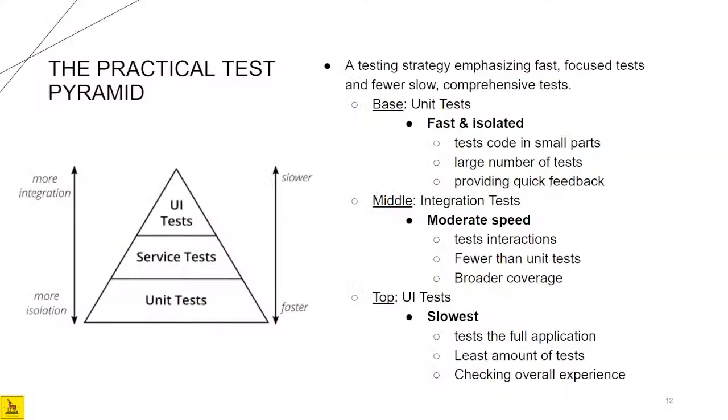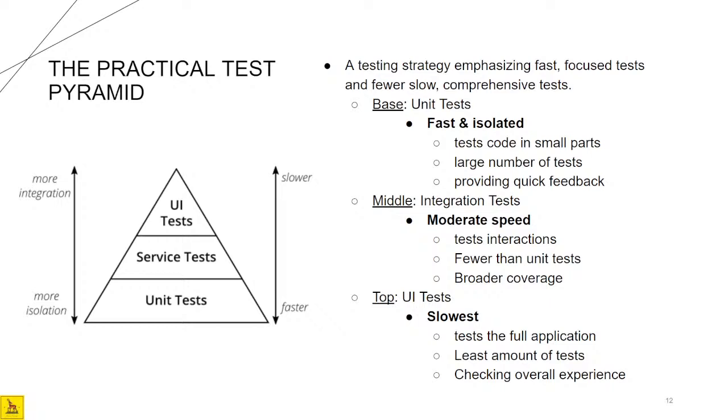Now we're going to look at the practical test pyramid. The practical test pyramid is a testing strategy emphasizing many fast, focused tests and fewer slow, comprehensive tests. At the bottom, we have our unit tests. In the middle, we have our service tests. At the top, we have our UI tests. The closer we get to the top, the more integration and the slower the testing. And at the bottom, we have more isolation for our tests and faster testing.